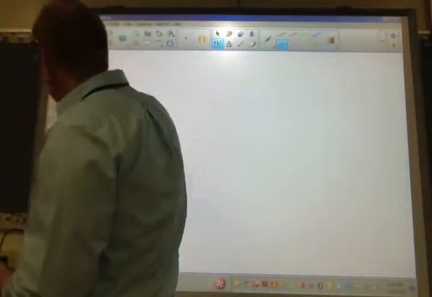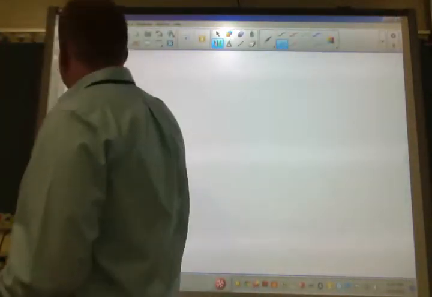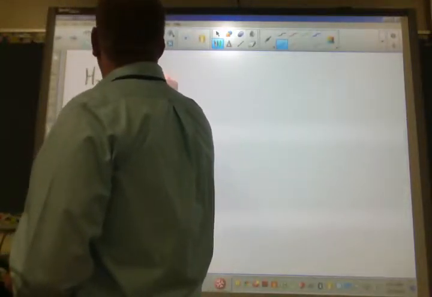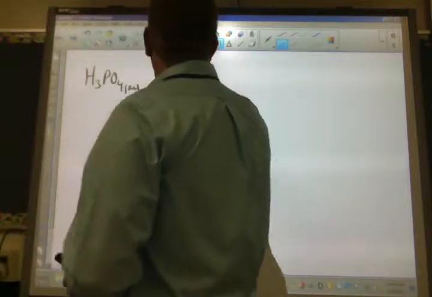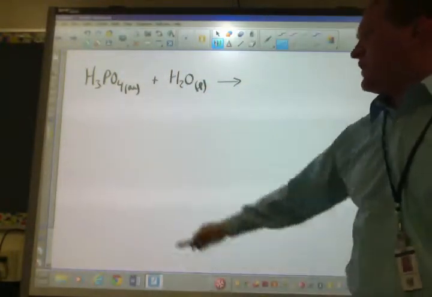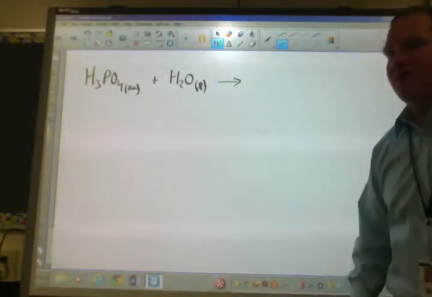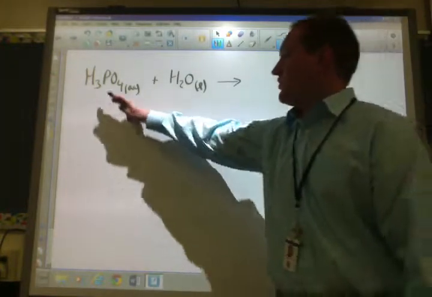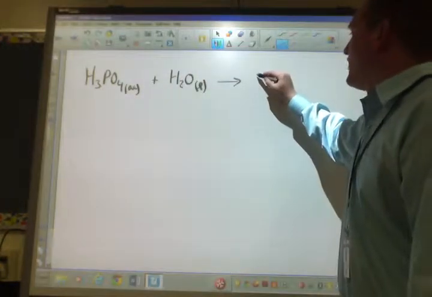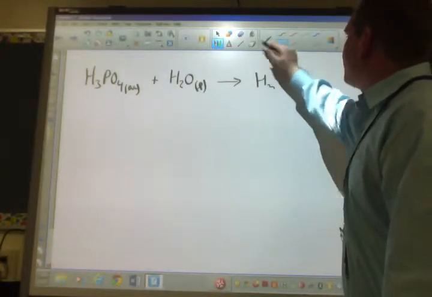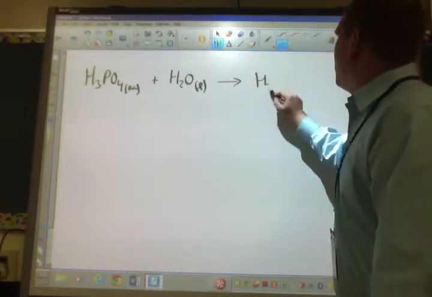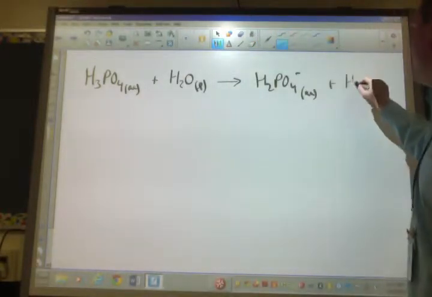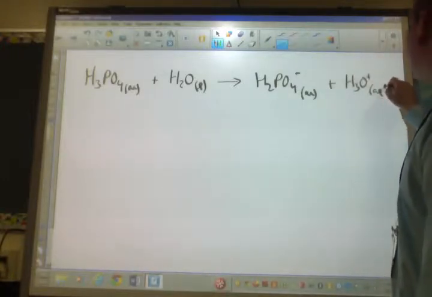Number 7, phosphoric acid, H3PO4 aqueous plus H2O liquid. So now we have a triprotic acid, 3 protons, so this is going to happen in 3 steps, 1 proton at a time. So first it's going to lose 1 proton to a water, forming H2PO4 minus aqueous plus H3O plus aqueous.